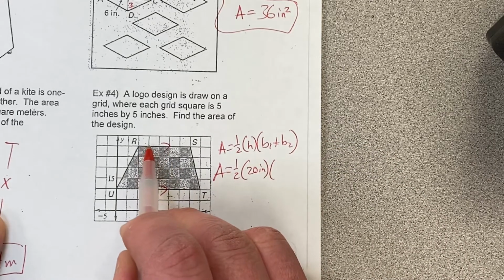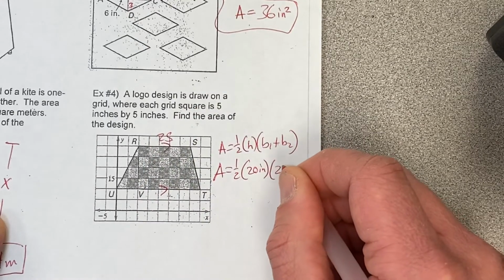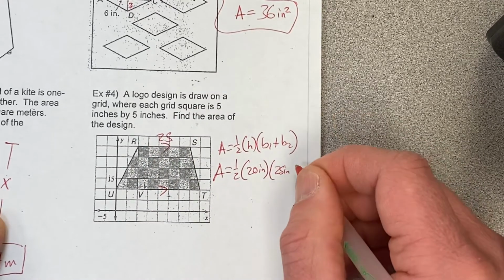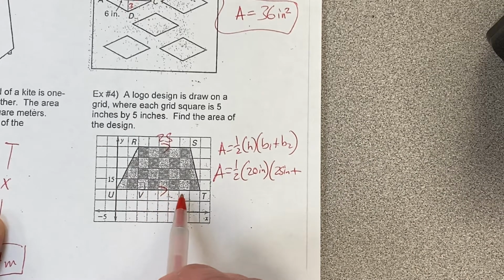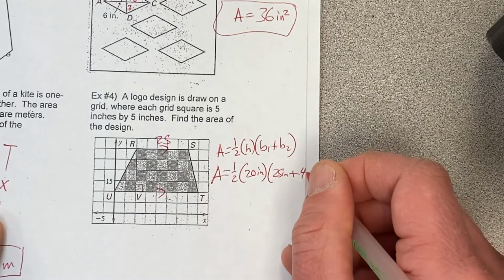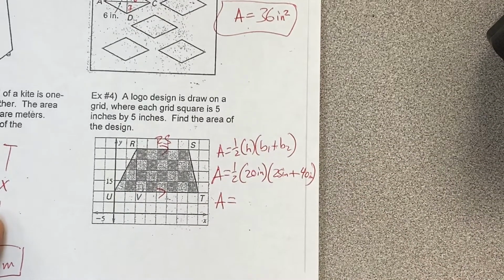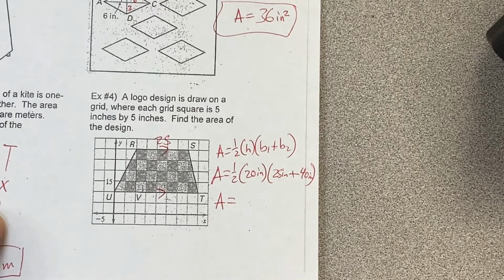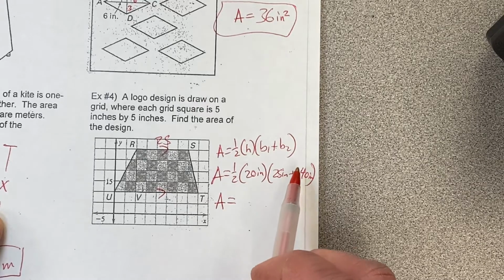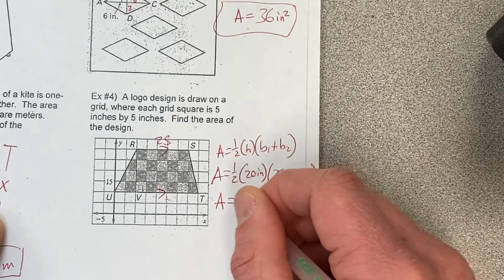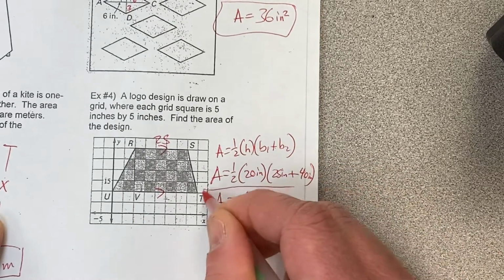One of our bases is 5, 10, 15, 20, 25 inches. And our other base is 5, 10, 15, 20, 25, 30, 35, 40 inches. And we can figure this all out. That's 10. This is 65. 65 times 10 is 650 inches squared. So hopefully you got that as well.